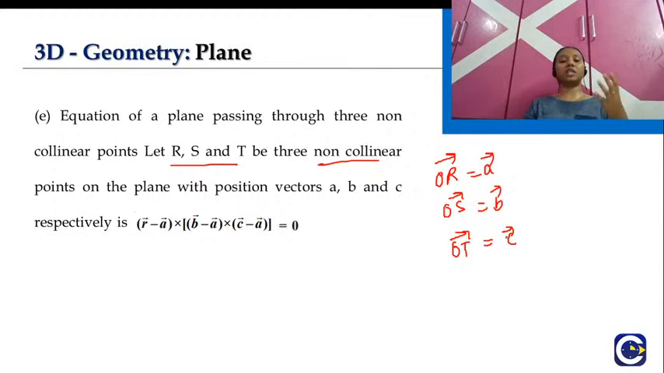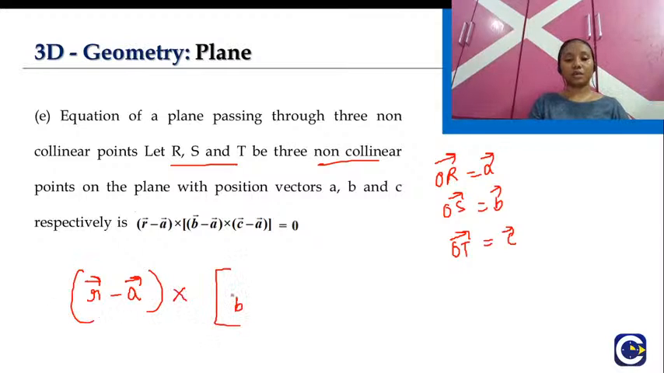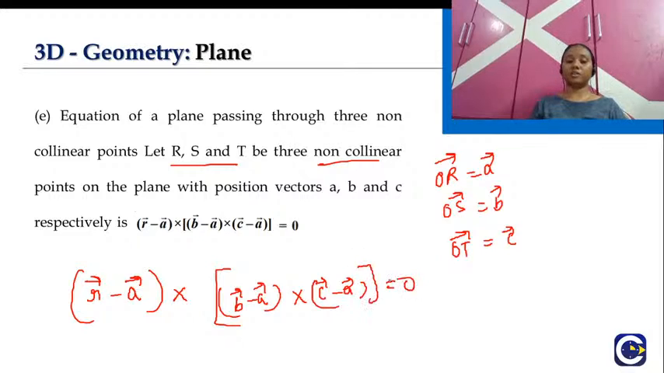So if I have 3 non-collinear points and my plane passes through them, then my equation of the plane in vector form is given by (r bar minus a bar) dot ((b bar minus a bar) cross (c bar minus a bar)). So complete the cross product here. This will be equal to 0. So this is my equation of the plane passing through 3 non-collinear points having position vectors a bar, b bar and c bar. This is my equation of plane in vector form.